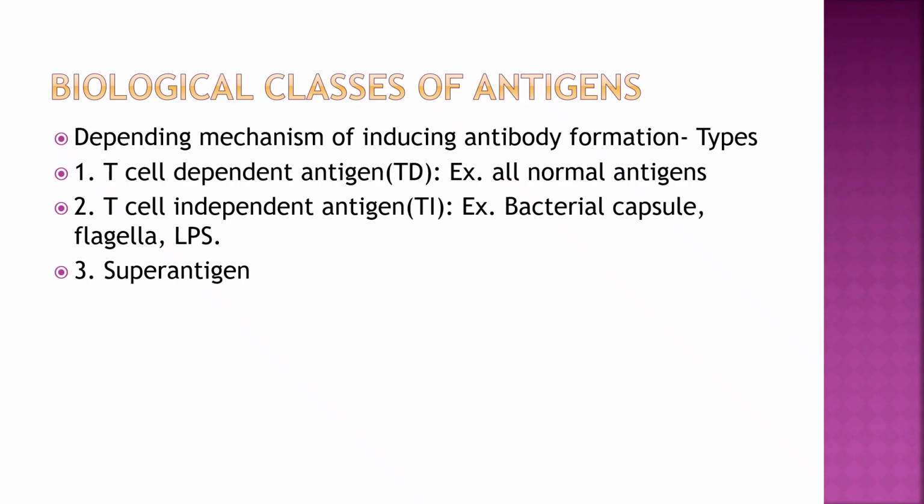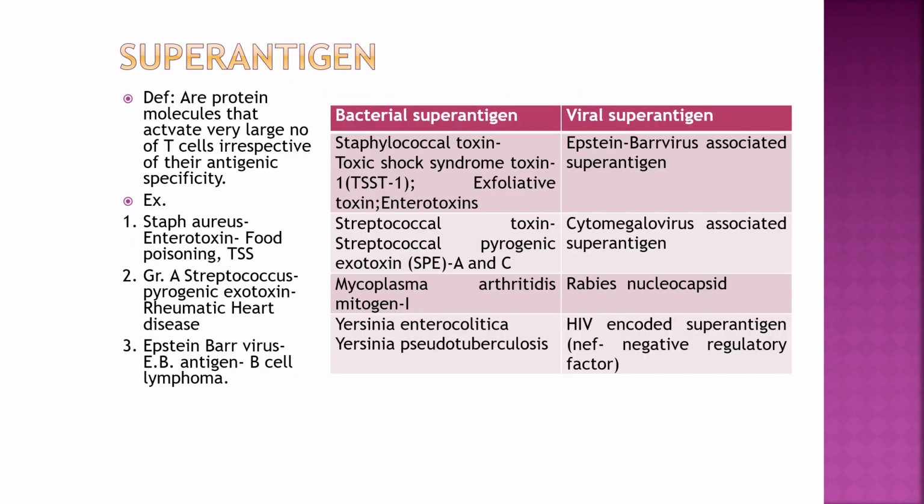Then second is T cell independent antigen. It is also called TI. Examples are bacterial capsule, flagella or LPS, that is lipopolysaccharide. They are T cell independent antigens. And the third type is super antigen. Now we'll see super antigen in detail.